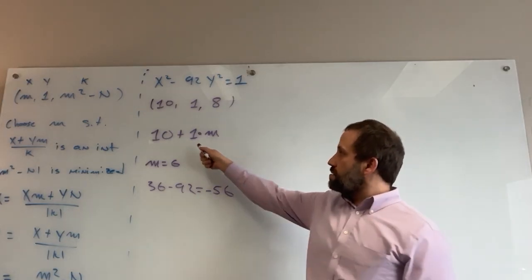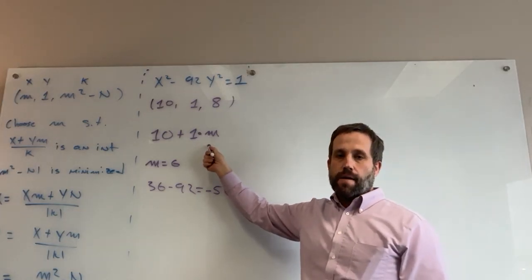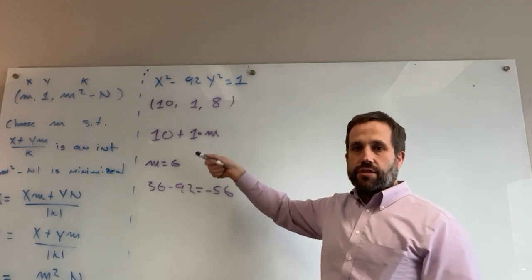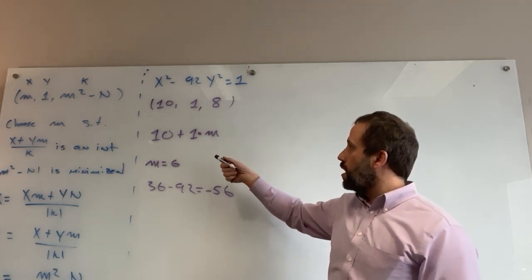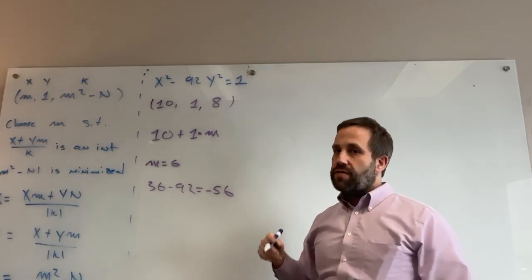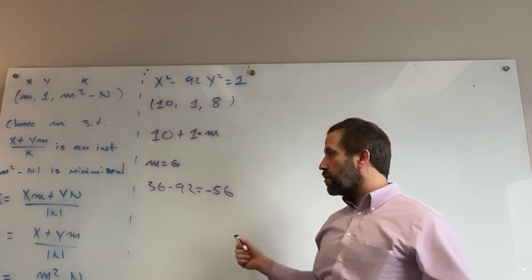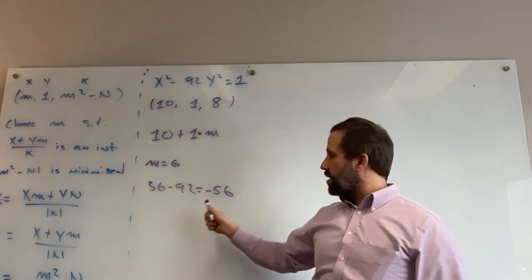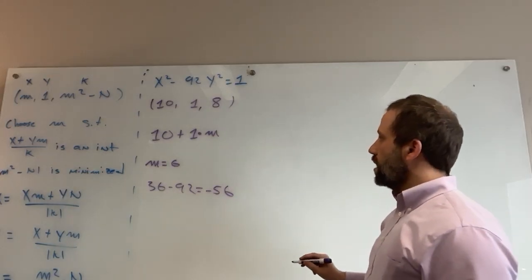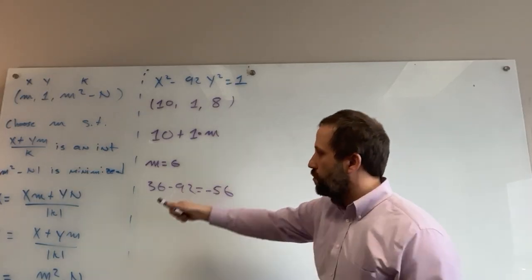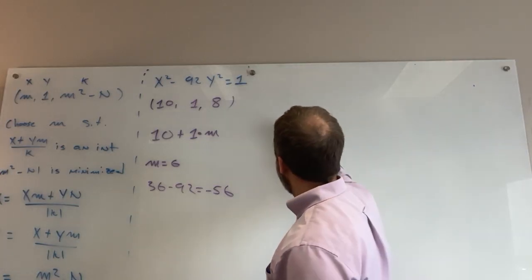Now the next thing that I could go here would be 14, because I needed m to be a multiple of 8. So the next multiple of 8 after 16 is 24. So if m is equal to 14, 14 squared minus 92 is bigger than 100, so it's going to be even bigger than minus 56. So little m equals 6 is going to be my value of m, and now I can compute my values of x, y, and k.